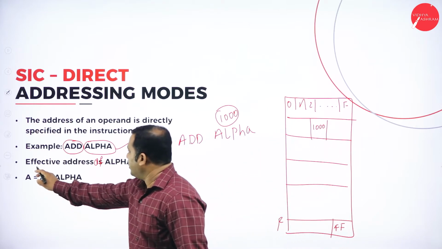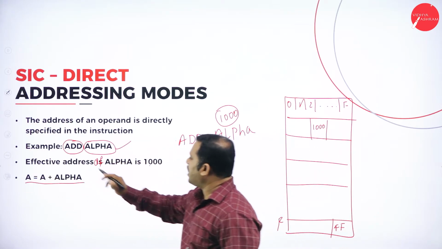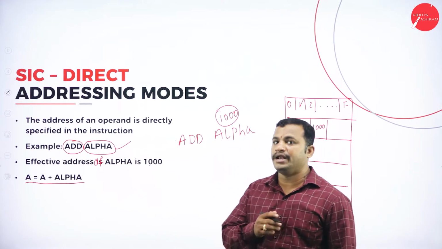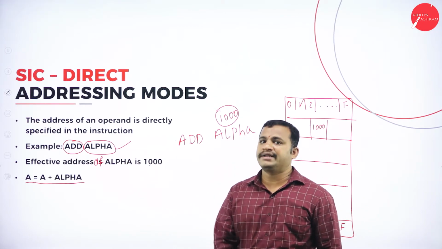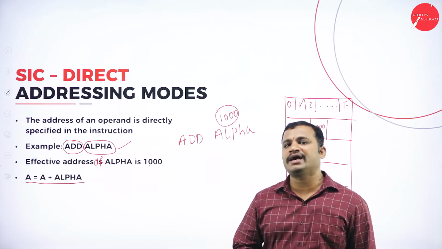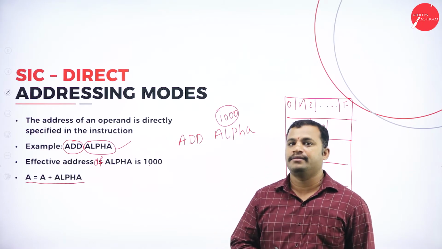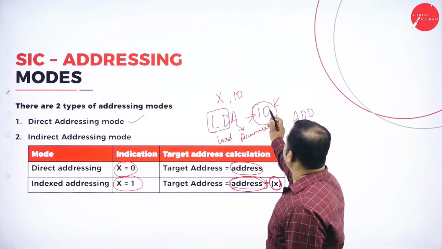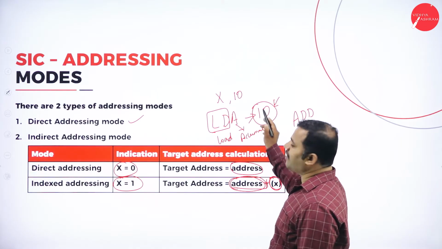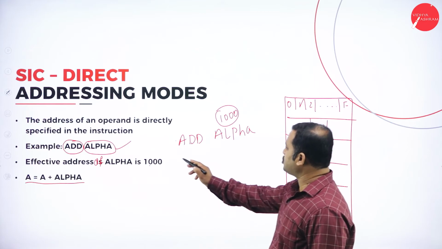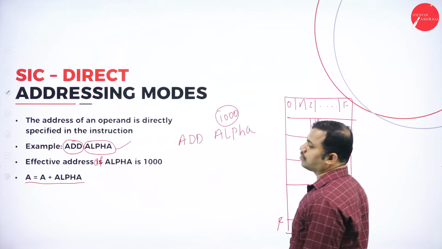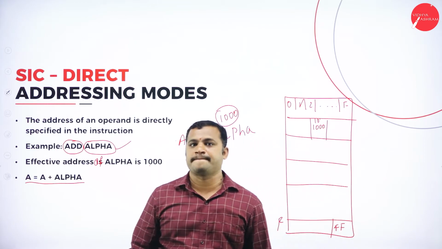Then A equals A plus alpha. What is the meaning of A there? Accumulator. The accumulator contains the data. Which data does it contain? 10. Earlier I told you in the previous LDA 10, the accumulator contains the value 10. 10 must be stored in which location? In this 1000th memory location.